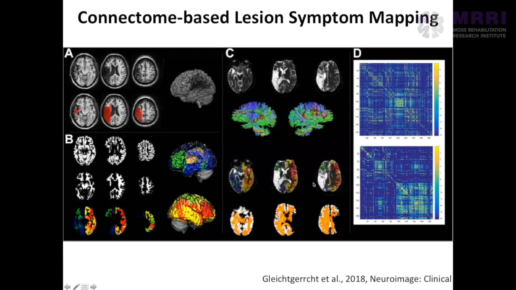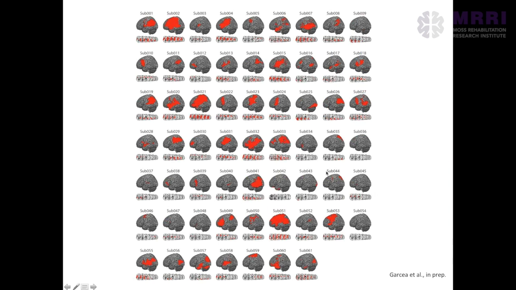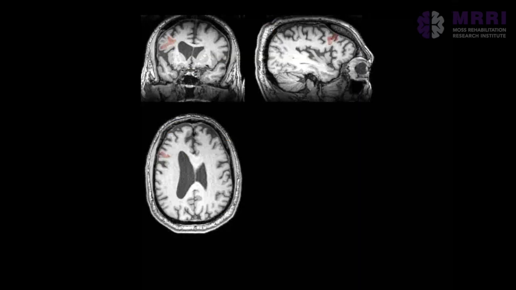So this is a pipeline, right? And you can apply it to each stroke patient. I've shown this image before. Here's a group of participants for whom we have lesions drawn and for which we can also measure disconnection in their brains.